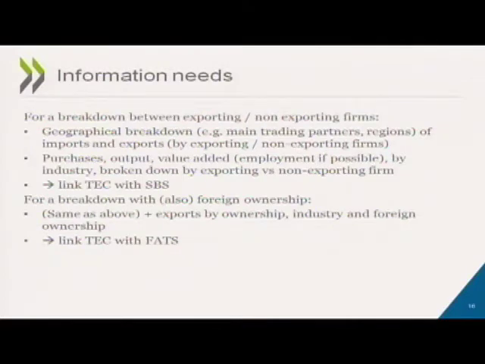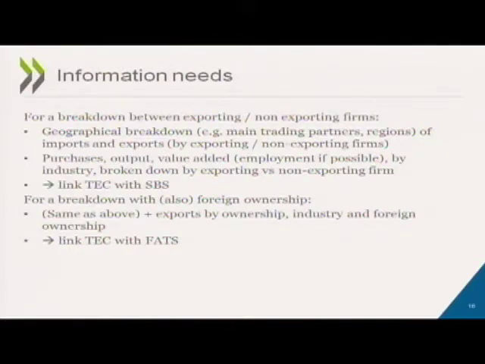But we need additional information, because this first information we can still get from the tech data if we really drill down deep enough. What we also need is information that is not currently in the trade by enterprise characteristics data, which is purchases, output, value added, employment if possible, because that would be really very nice. And if you're going to do the data linking, why not take a few variables extra? Broken down by industry, of course, but also broken down by exporting and non-exporting firms. And to create this data, we would need to add the structural business statistics to the tech database.